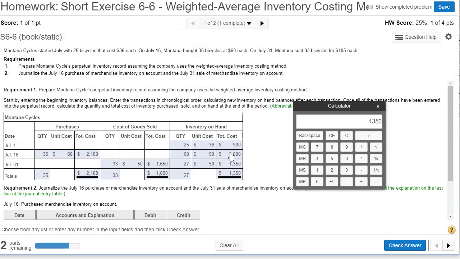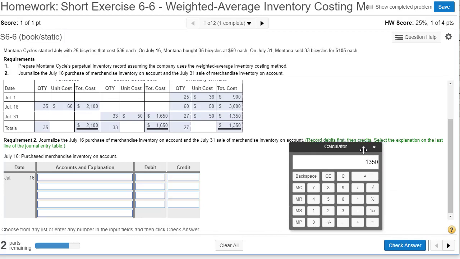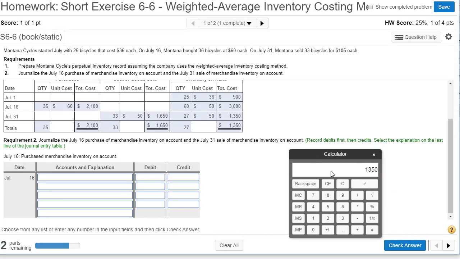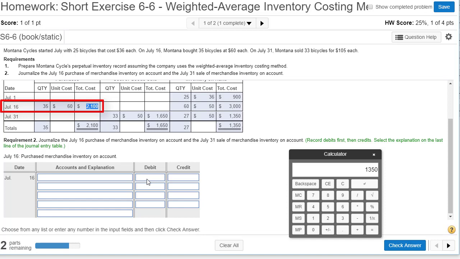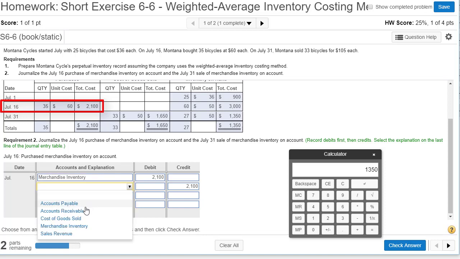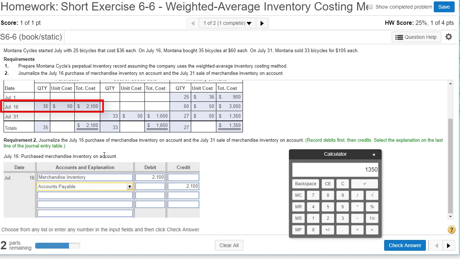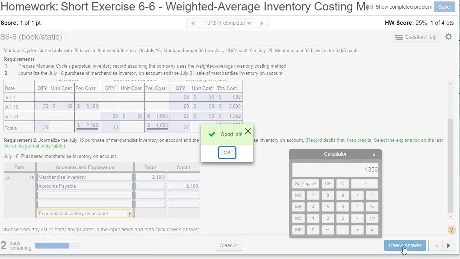Now we're going to journalize those same transactions we journalized in the other previous exercises. Journalize the July 16th purchase of inventory. So on July 16th, we purchased $2,100, so I can copy and paste that for my debit and credit. Inventory is going up, so that's the debit. Accounts payable is going up, so that's the credit, because we bought it on account. The explanation is to purchase inventory on account.